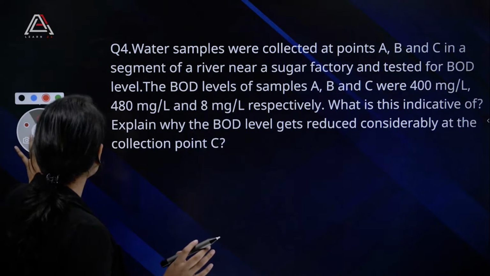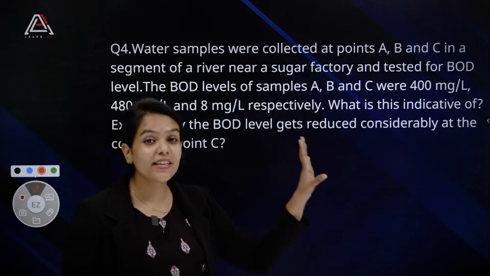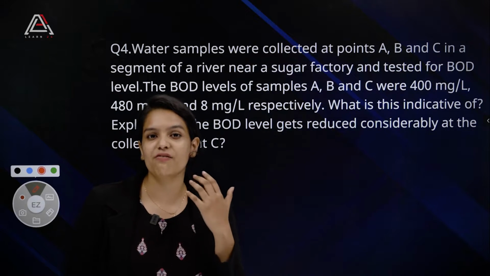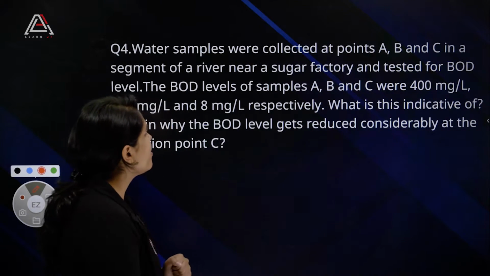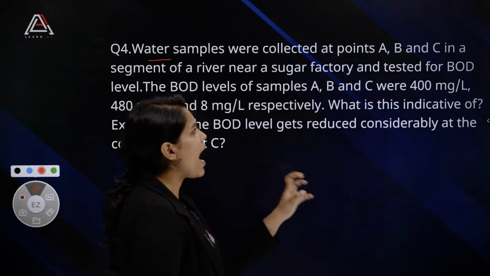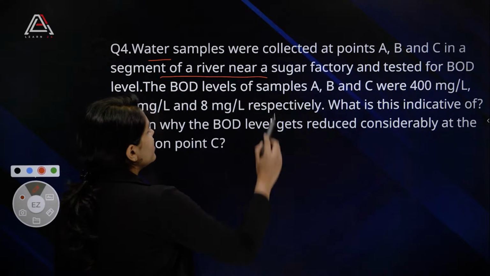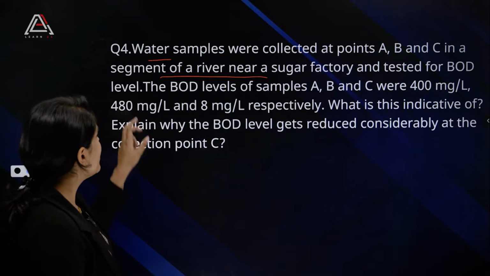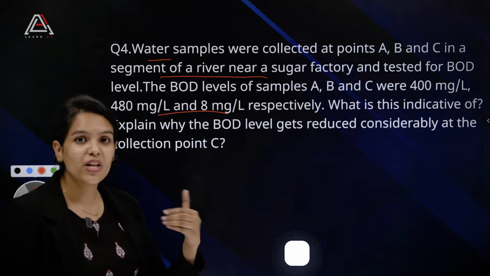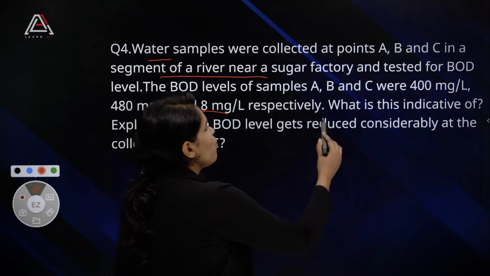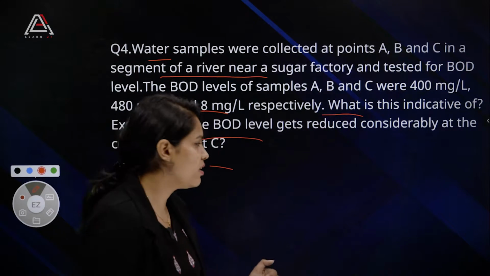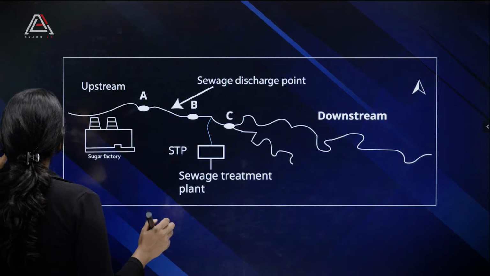That was a really easy and direct question. Alright, here again a condition has been provided. There will be an image for this question and you have to answer the question they have asked. Alright, so they are telling that water samples were collected from the points A, B and C in the segment of the river near the sugar factory. Now also they have mentioned the different BOD levels from the water samples which they have collected, and the question is what they are indicating, and also why the BOD level is reduced at point C.